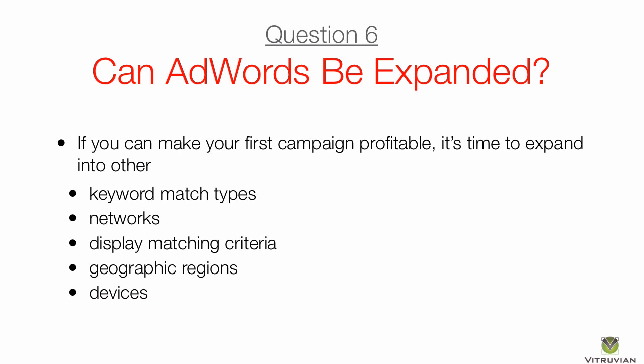If you can make keyword match types work, you can change different networks. You can go into the display network, or if you've only been in Google search, you can go into search partners. Once you're in display, you can go into different display matching criteria. You can tell Google to go broad, or to stick pretty close to the keywords you've chosen, or to specific web pages that you've chosen. You can also go into different geographic regions. If you've made one country work, you can go into another country. And if you've made computers work, you might try tablets and smartphones.